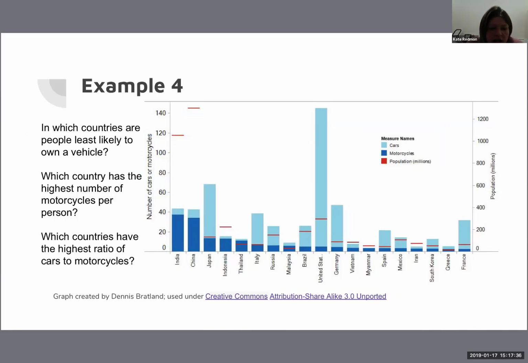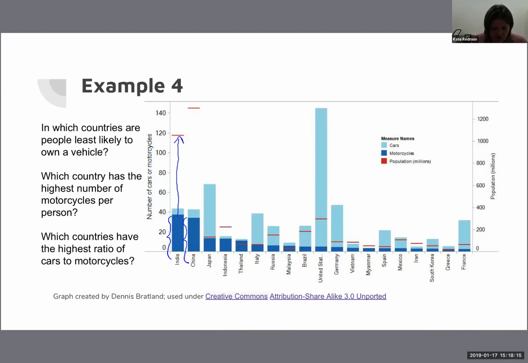Which country has the highest number of motorcycles per person? The highest number of motorcycles per person. I'll actually accept two answers. If this was on the GED, it would definitely be multiple choice. James, is that an answer to my question, India? So I agree, James, that India and China have a lot of motorcycles, but they also have a ton of people, so I do not think that they have the highest number per person.